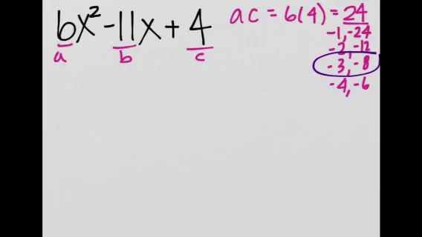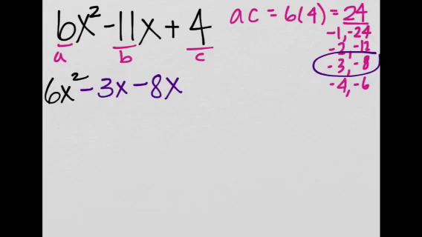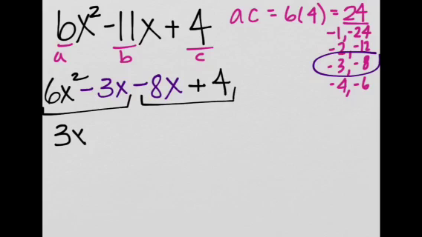And we're going to rewrite our trinomial to make it an expanded polynomial. So 6x squared, now don't forget the negative, minus 3x minus 8x plus 4. Okay, we're going to factor by grouping, so we want to group our two terms. From our 6x squared minus 3x, we're going to factor out a 3x. We're left with a 2x minus 1.